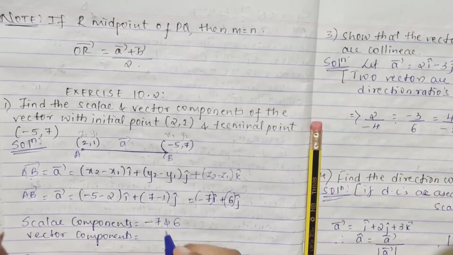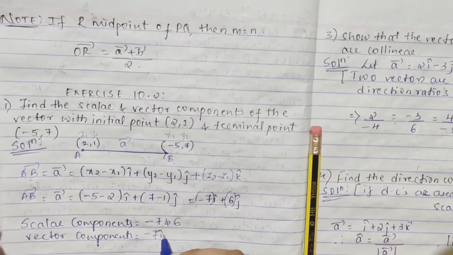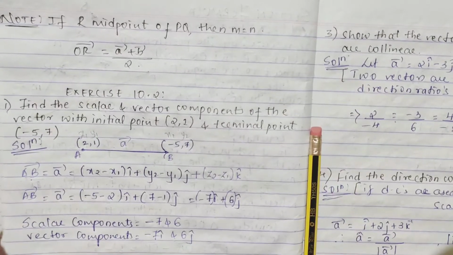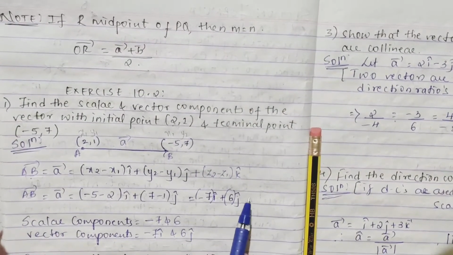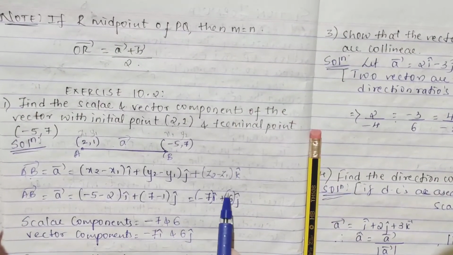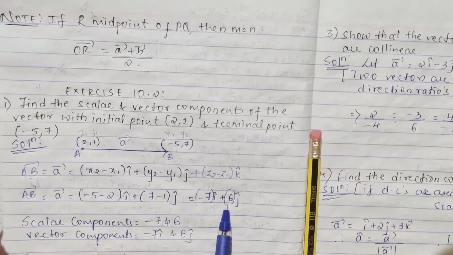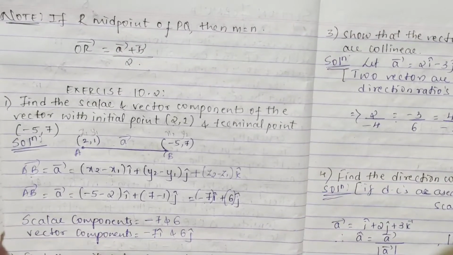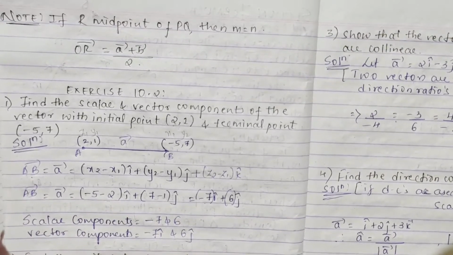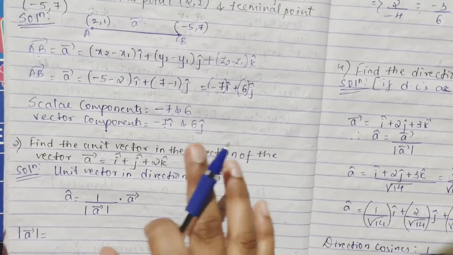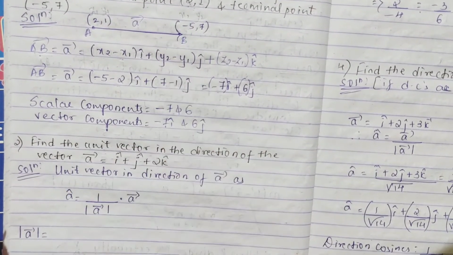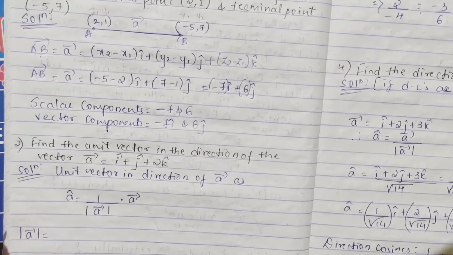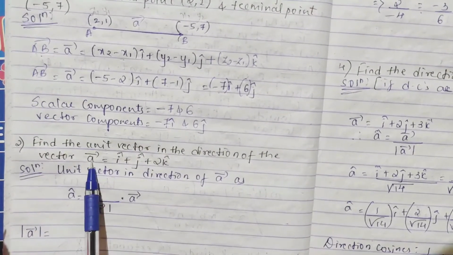Vector components will be what? 3i and 6j. With your i and j, it will be the full vector component. Only your coordinates x, y will be your scalar components. I have given it in your notes, just go through it. Understood how to do it if they tell you to find scalar or vector components, you have to do it in such a way. Second question, they are asking you to find the unit vector in the direction of vector A.